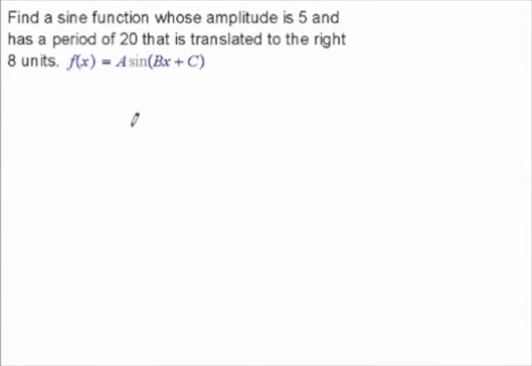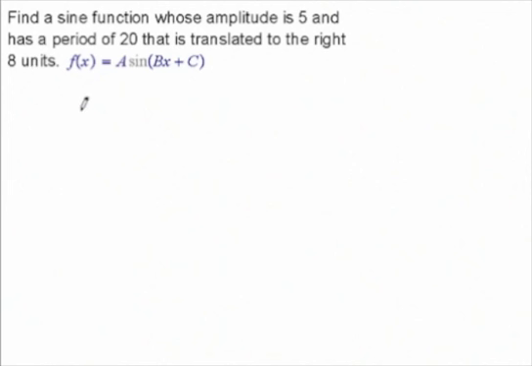An example of basically going backwards with a sine function, finding its a, b, and c parts given a certain amplitude, certain period, and a certain translation. So here we want to find a sine function whose amplitude is 5. Now I'm not saying if it's flipped or not, so we'll just stick with positive, and has a period of 20 that is translated to the right 8 units.